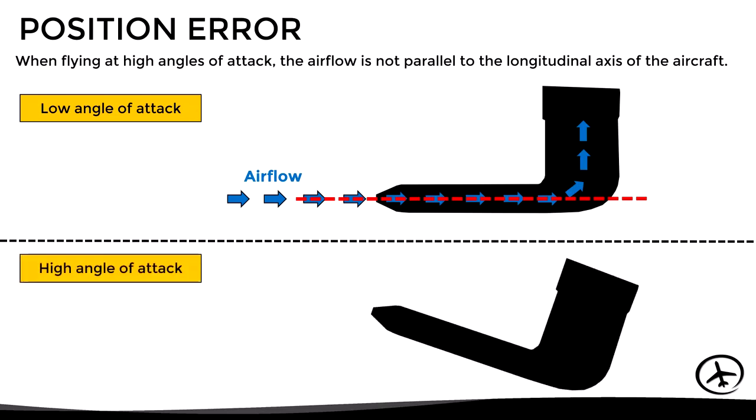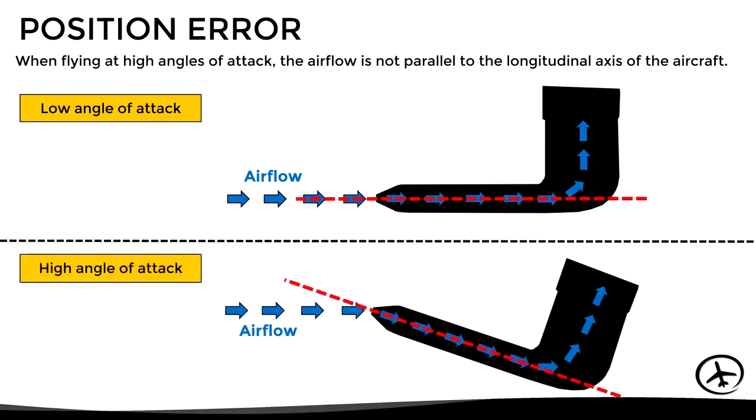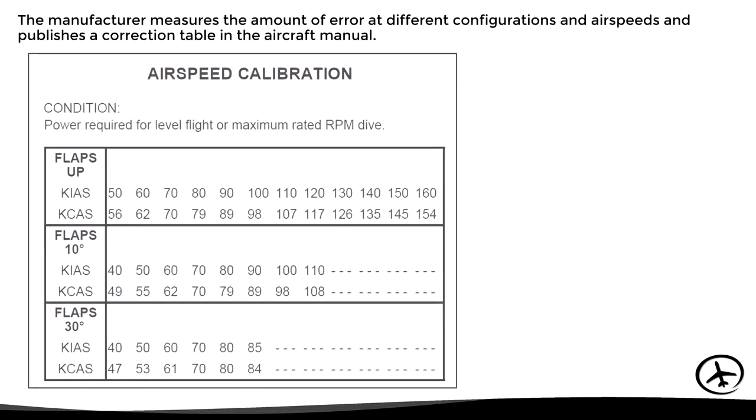However, if we fly at a high angle of attack, we can see that the airflow is no longer aligned with the Pitot tube. This generates slight errors in the measurement of total pressure. These errors are taken into account by the manufacturer in different configurations and speeds to publish a correction table in the aircraft manual. In this case, this calibration table corresponds to the airspeed indicator, since it is the only instrument to which the pitot tube is connected.